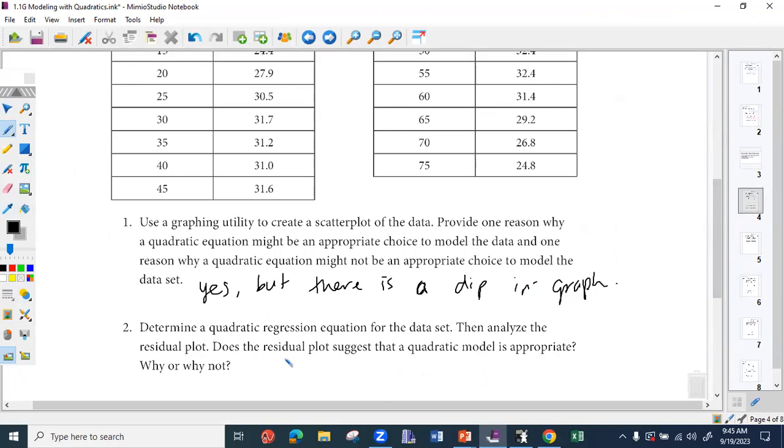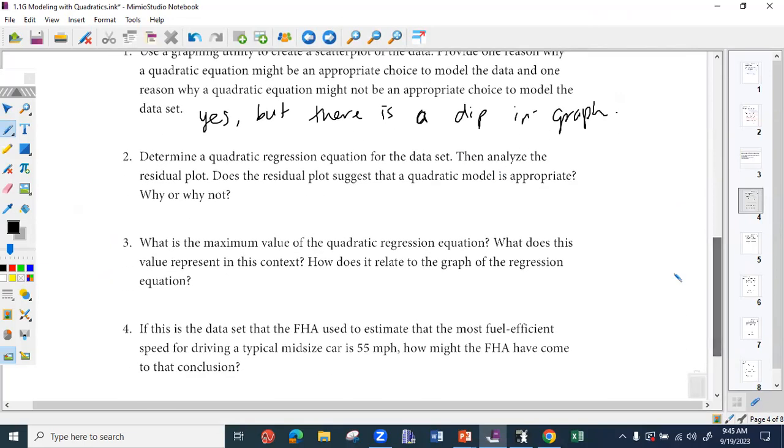It says determine the quadratic regression equation for this data set, then analyze the residual plot. So your quadratic equation, remember for Desmos that there is a model you have to type in, right? So for Desmos, it's going to be y1 squiggle ax1 squared plus bx1 plus c. That's the model I have to type into Desmos in order for me to get my graph. If I'm going to be using Desmos, I need to know these models for linear, quadratic, and exponential, which we took in our notebook on page 15, I think.